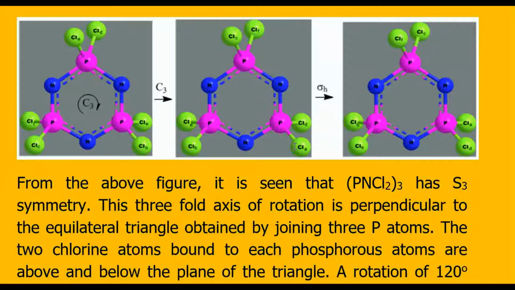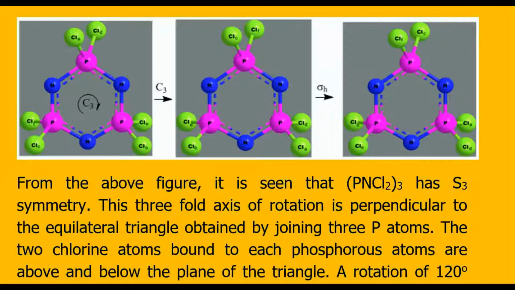Now we are performing an S3 rotation, improper rotation. So first we have performed the rotation. Now we will perform sigma h. Sigma h is a plane perpendicular to the C3, the axis of rotation. Your axis of rotation was passing through the center of this hexagonal plane, coming outside and going inside. So the perpendicular plane is the hexagonal plane itself. So now we reflect the molecule in the hexagonal plane.